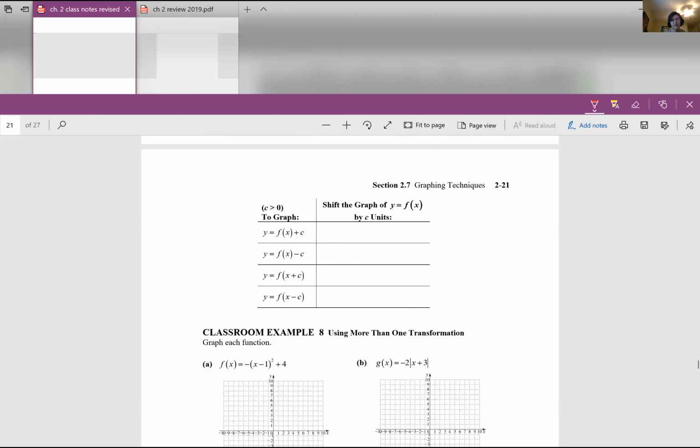So here's a little table, let's fill this part in. Everybody is back to the notes, right? Can you see the notes? Just make sure I've got the right screen up.